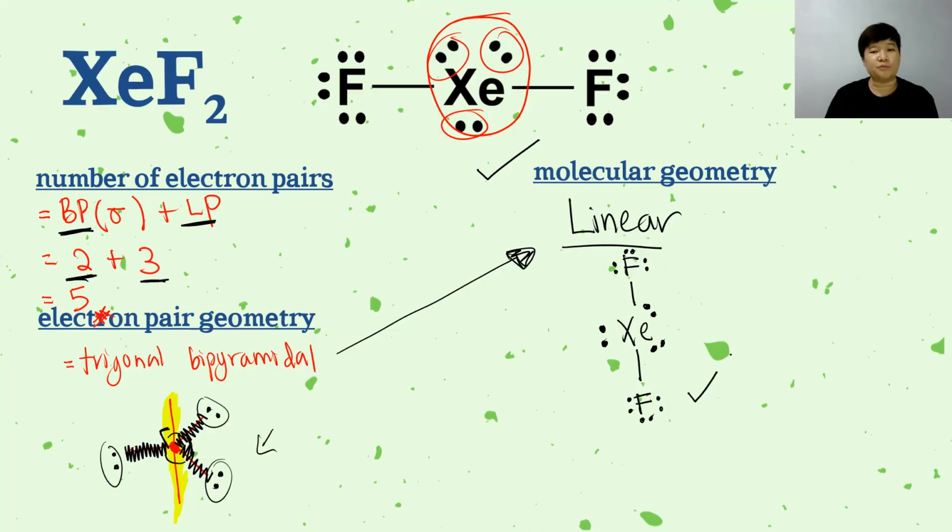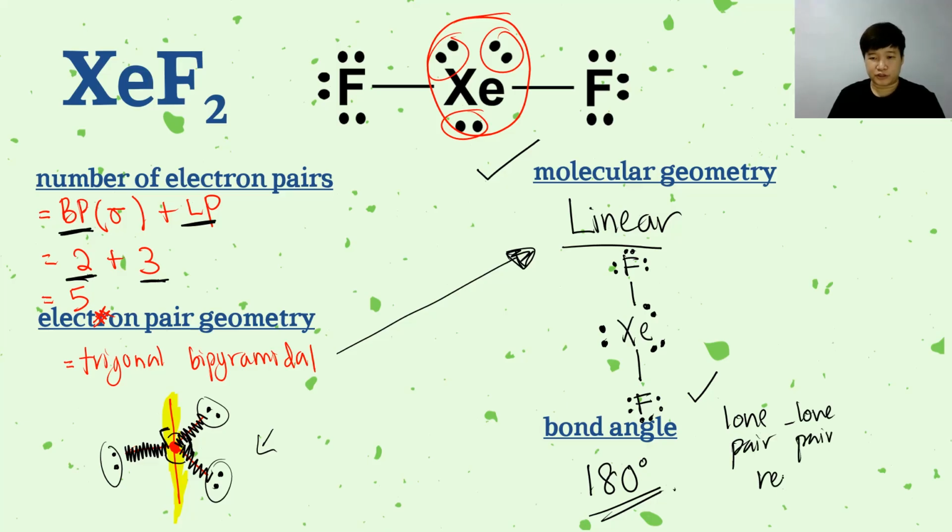And this will also be the correct drawing of XeF2. The bond angle will be 180 degrees. So the question is, why is there lone pair repulsion, but the bond angle remains 180? Because of the location of the lone pairs in a triangle like that, the repulsion of the lone pairs will cancel off each other. When they cancel off each other, this will remain as a linear 180 degrees. Therefore, your bond angle remains 180 degrees, linear.